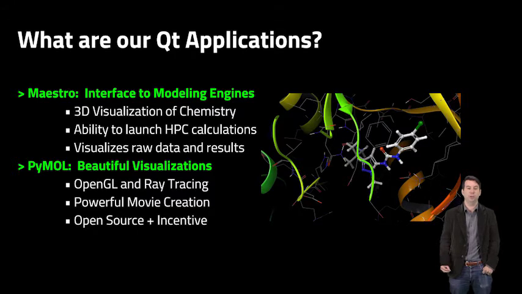I'm going to mostly be talking about Maestro today. We have two products that are really big Qt users. Maestro is the one that drives a lot of our interactions, a lot of our computational engines. I'll also mention PyMol, which is an open source product we have that's beautiful visualizations, movie making, and things like that. Maestro's the 3D visualization both before and after you run calculations, even between many calculations when you're running a pipeline of them. It has the ability to interface with all of these with many, many panels, many computation engines. It lets you visualize your results, analyze your results, and things like that.